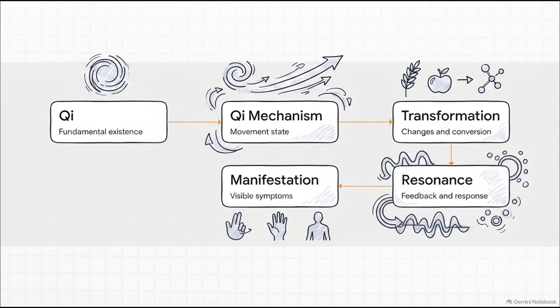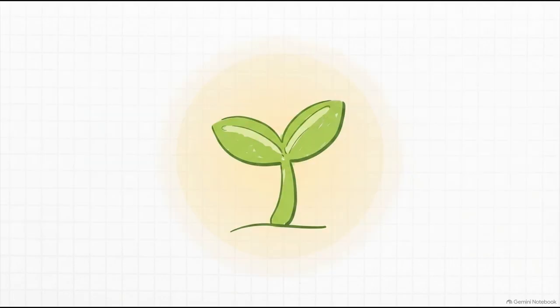Finally, this whole cascading process results in step 5, manifestation. This is the visible world. It's the physical body, the symptoms we can actually see, touch, and feel. It is a strictly logical A leads to B leads to C cascade. And honestly, this completely nails the core philosophy of TCM. All of the dizzying complexity we see on the surface, the intricate organs, the wild emotions, the complex diseases, literally the entire universe is just the final stage of this one single, elegant process. One fundamental existence, moving, transforming, resonating, and finally, manifesting.